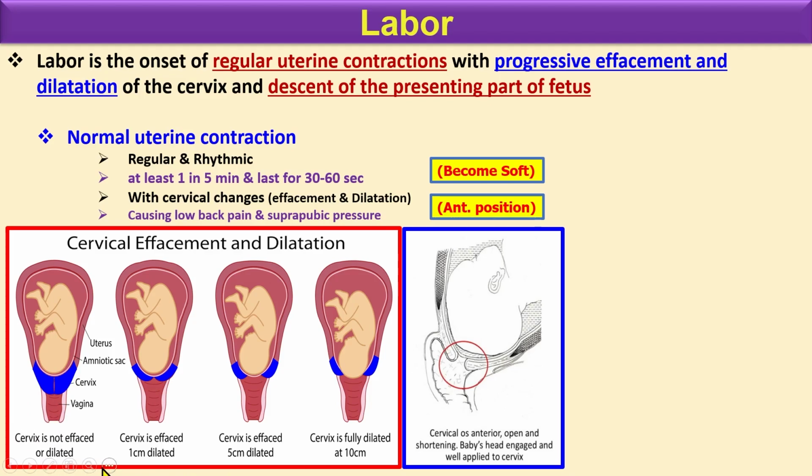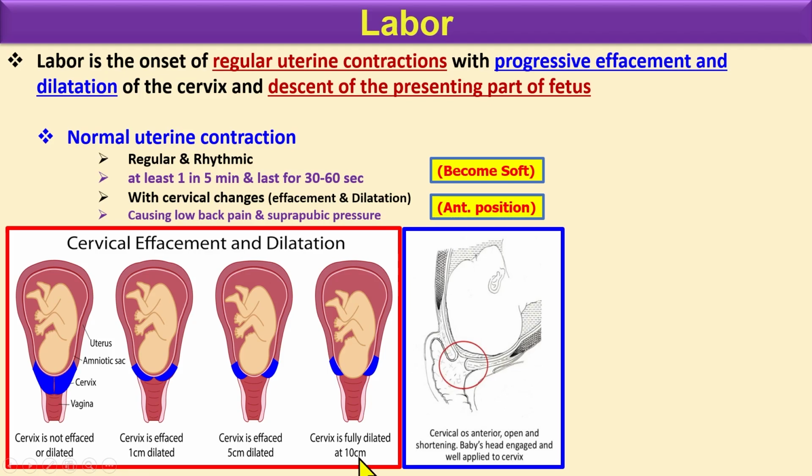Here you can see the effacement, and here the cervix is 1 centimeter dilated and effaced. By the end of the first stage of labor, the cervix should be dilated almost 10 centimeters and fully effaced. We measure effacement in percentage, 5% effaced, 50% effaced, or 100% effaced, while dilation we measure in centimeters, 1, 2, 5, and 10 centimeters at the first stage.